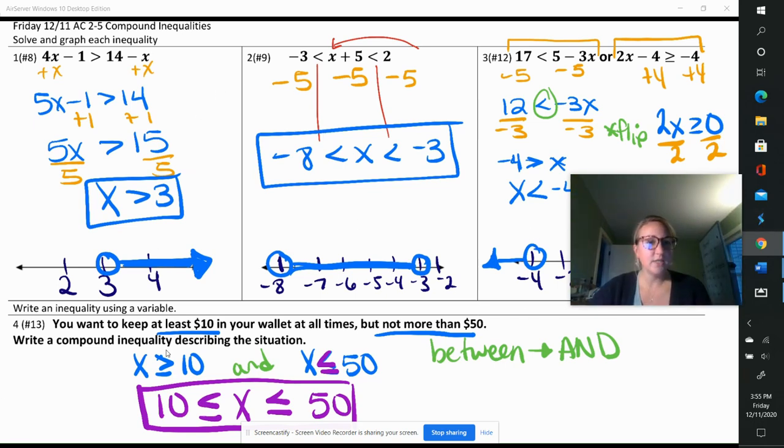That's it for the Jamboard practice on 2-5 solving compound inequalities.